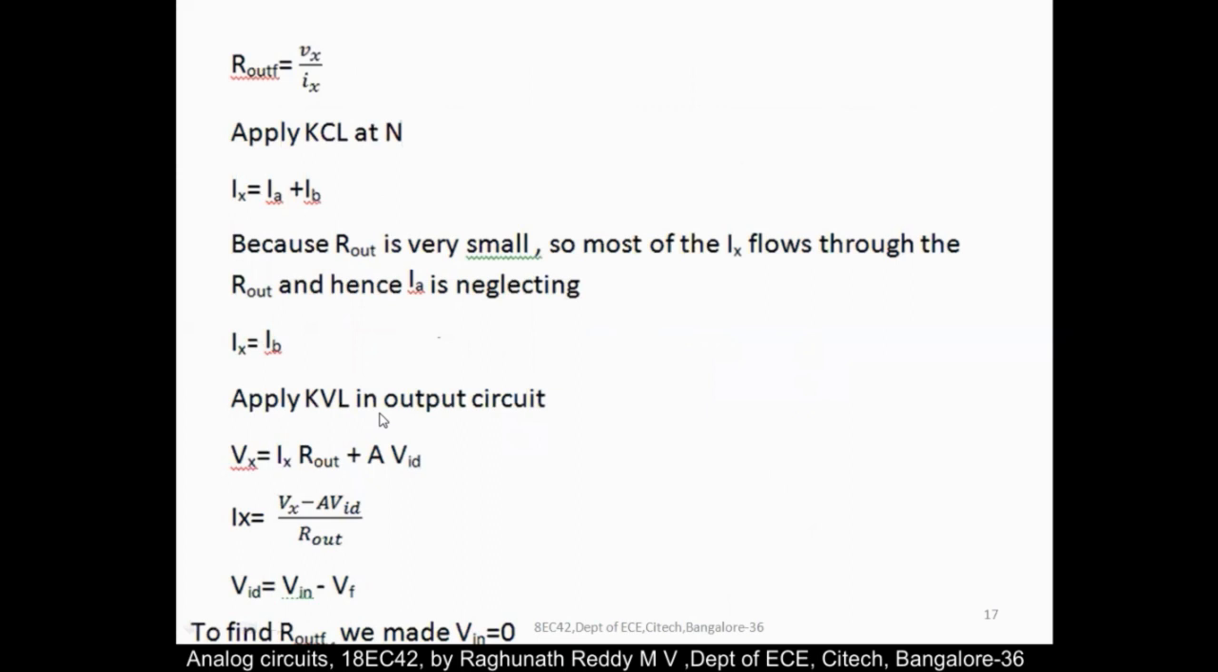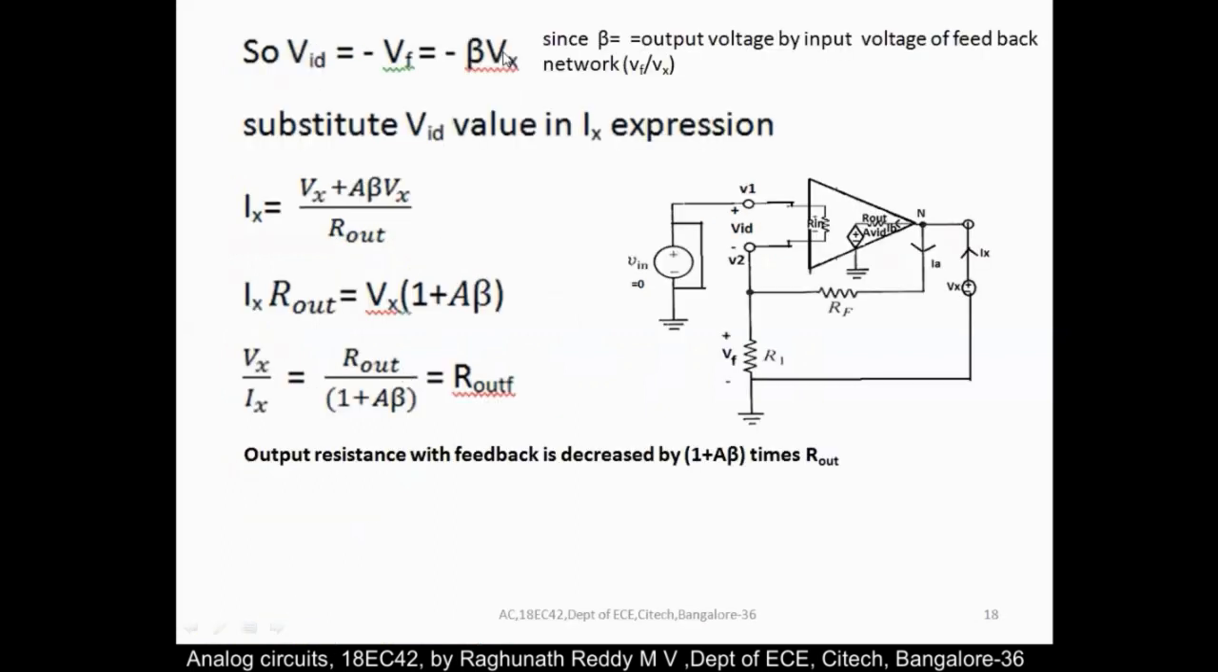Apply the KVL in the output side. Vx equal to Ix into Rout plus A into Vid. Now you can calculate Ix equal to Vx minus A Vid divided by Rout. Vid equal to Vin minus Vf from the circuit. You know that Vin equal to 0, so Vid equal to minus Vf, that is equal to minus beta times Vx.